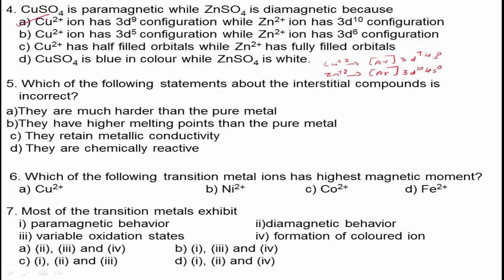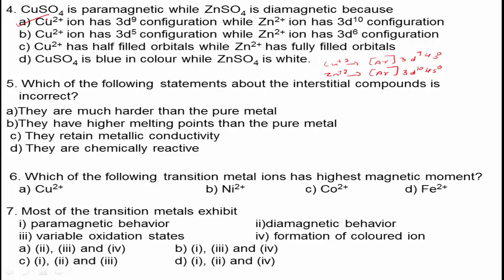Next, question number 5. Which of the following statements about the interstitial compounds is incorrect? Options are given. Option A, they are much harder than pure metal. Option B, they have higher melting points than the pure metal. Option C, they retain metallic conductivity. Option D, they are chemically reactive.